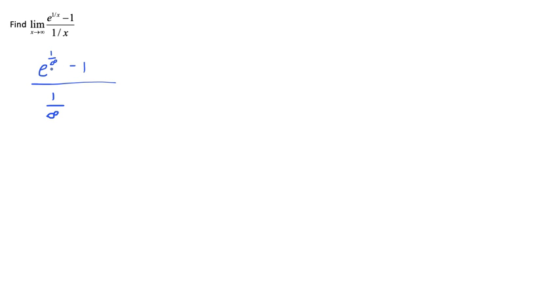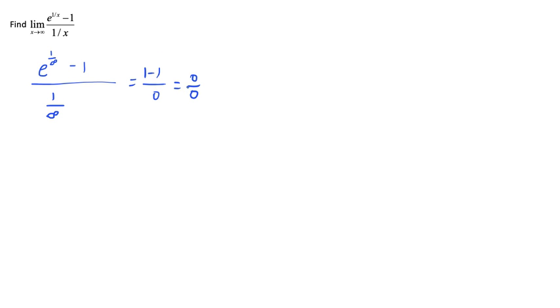Now of course, 1 over infinity, remember we're talking about the limit, right? So as x approaches infinity, e to the 1 over infinity, 1 over infinity is like 0. So e to the 0 power is 1, so we get 1 minus 1, and then once again 1 over infinity, pretty close to 0. So we get 0 over 0. This is an indeterminate form.